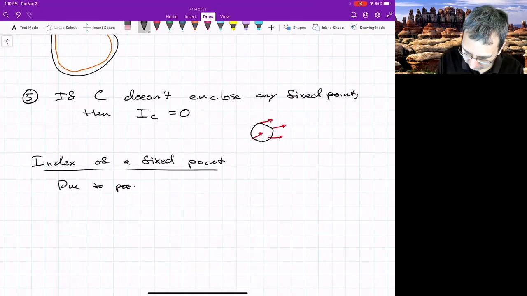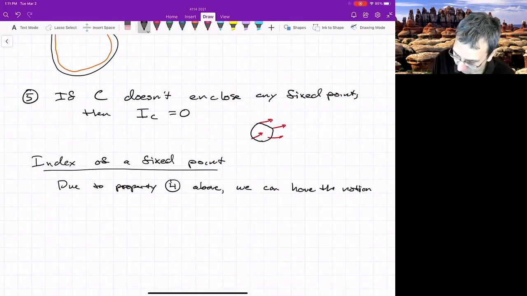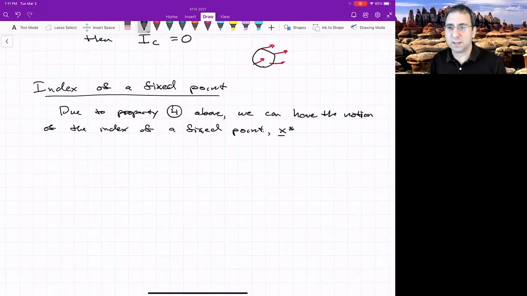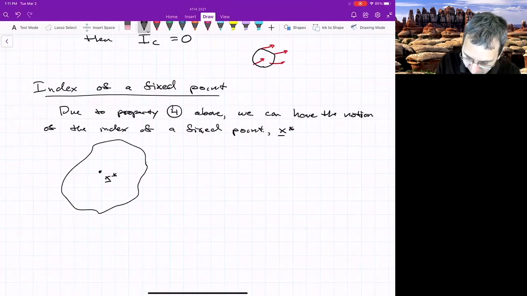Due to property 4 above, it makes sense to have the notion of the index of a fixed point. The index of the fixed point, let me give it a name, x star, would be the index of any closed curve that encloses that fixed point and no other fixed points. So if I have a fixed point, x star, and here's some really large closed curve, I could also shrink it down to something really small that just includes that point.